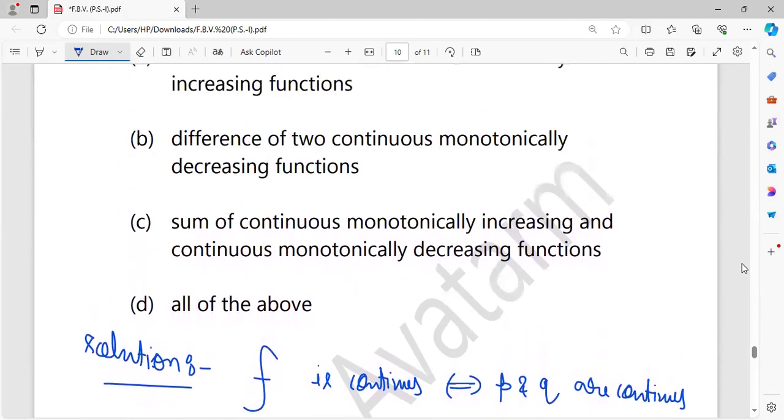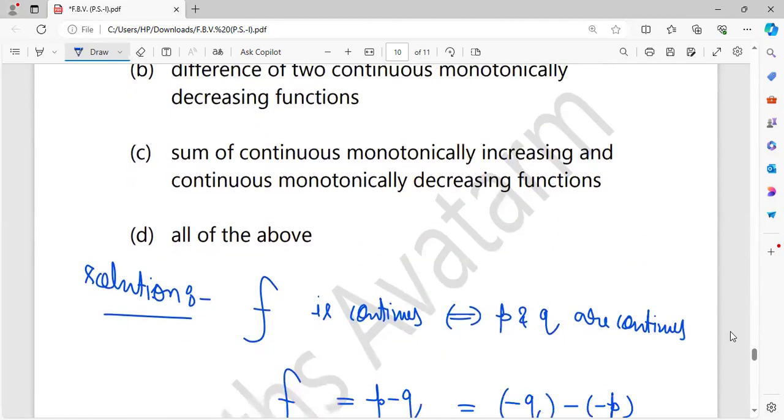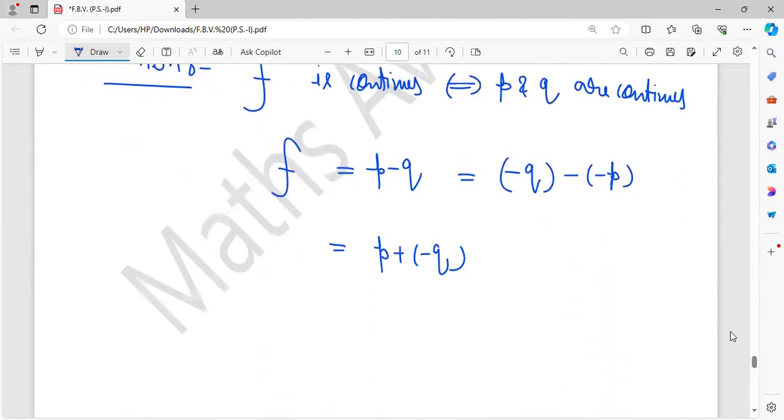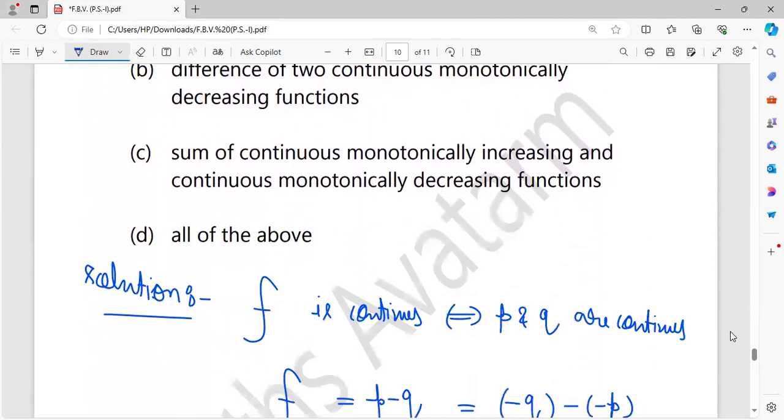Now the second option is also correct, because minus q is monotonically decreasing, and it is continuous. Minus p is also monotonically decreasing and it is continuous. So f can be written as a difference of two monotonically decreasing continuous functions. Okay. The third option is also correct, because p is continuous, monotonically increasing, and minus q is monotonically decreasing, it is continuous also, and f is the sum of these, p plus minus q. So the third option is also correct. So all the options are correct. So option number D is correct.